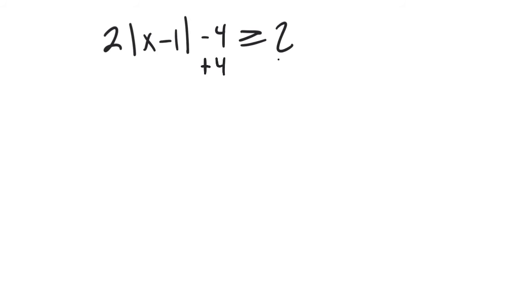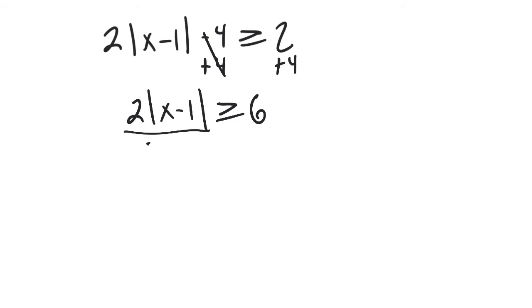We'd add the 4 first, get rid of that, and then we'd have 2 times the absolute value of x minus 1 is greater than or equal to, and 2 plus 4 is 6. At this point, now we would divide our 2 just like normal, get rid of that. We have absolute value of x minus 1 is greater than or equal to 3.